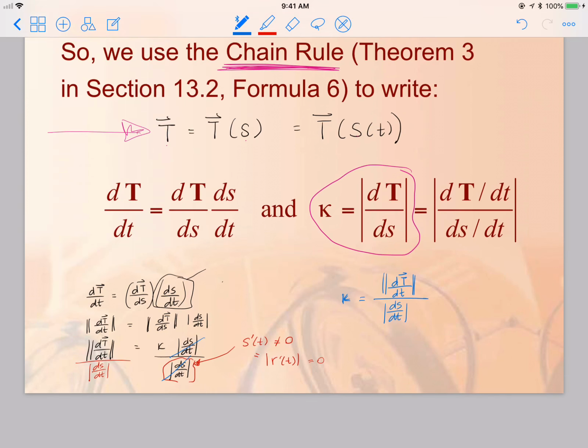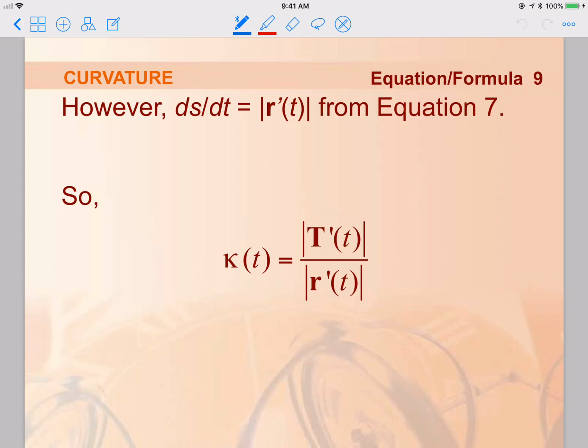Okay? And then, yes, here we go. But remember, because we use the fundamental theorem of calculus, ds/dt is going to be the magnitude of r prime of t. So, kappa of t, and I'm just going to put in double bars so that we are very clear that we're talking about the magnitude of a vector derivative of a vector valued function in the numerator and in the denominator. Okay. So this is our formula 9. This is for the curvature.